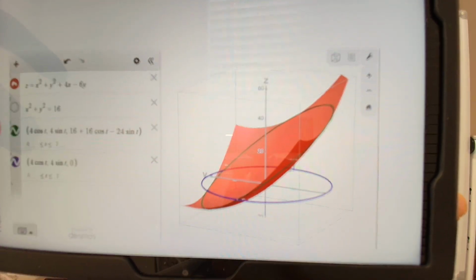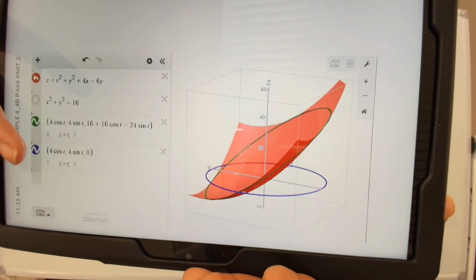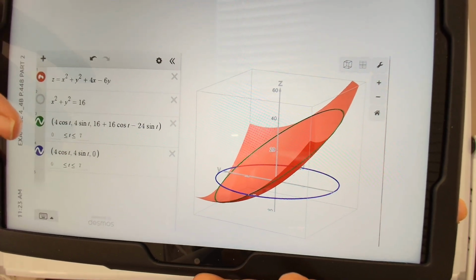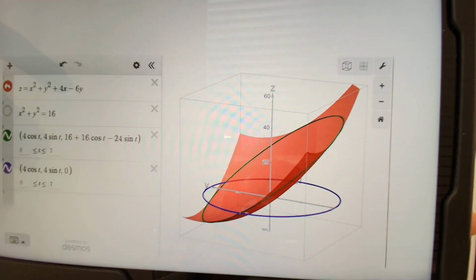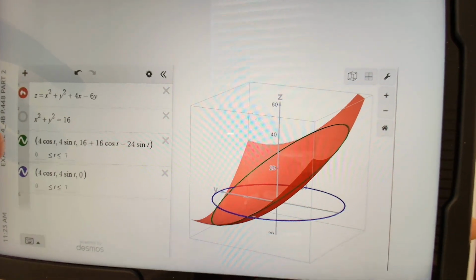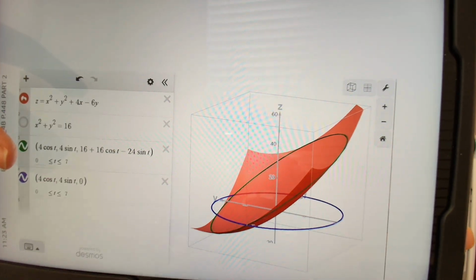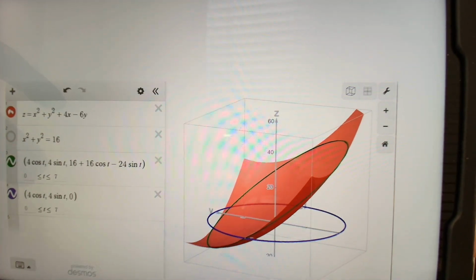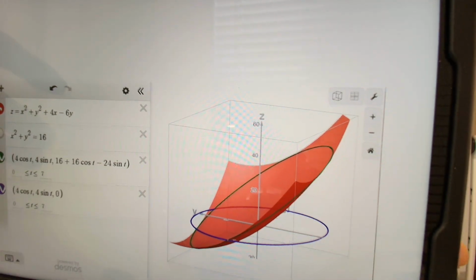As you can see, the domain, which is the circle at the bottom, with the radius 4, the actual surface is just whatever is inside that long green circle, this one right here, which I copied down from the book. I know the book figured out what that intersection is. So I typed it in. As you can see, it fits very nicely.